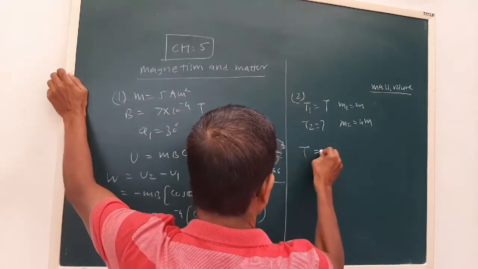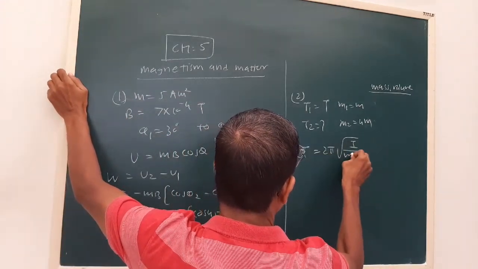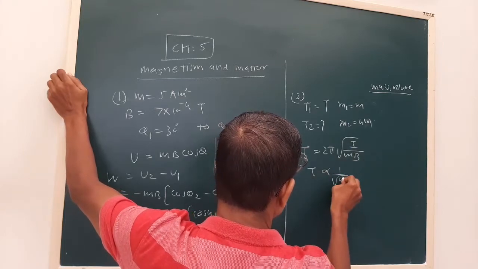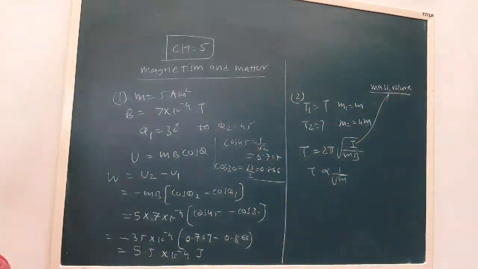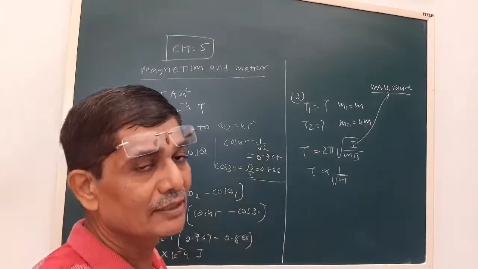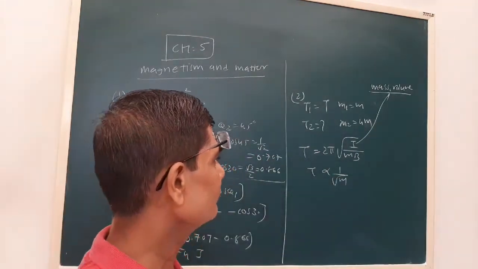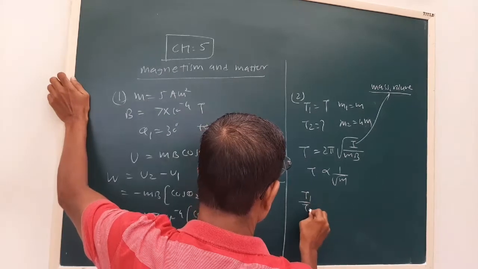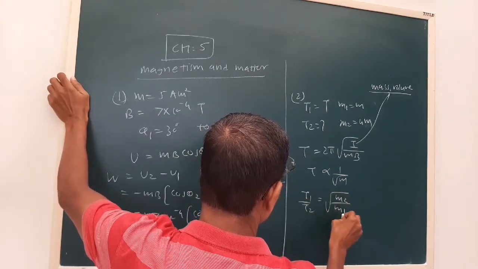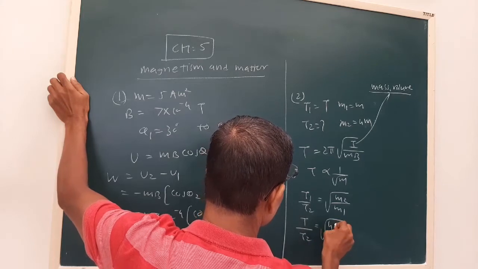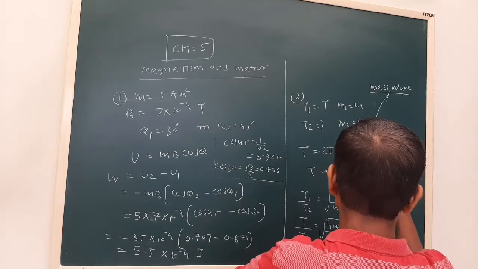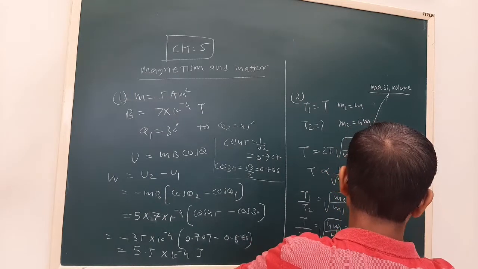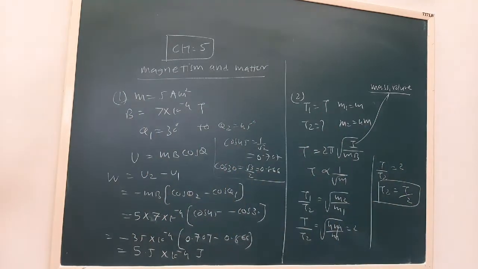Now see the formula, T = 2 pi root (I upon mB). So T is proportional to 1 upon root m. Same mass and same volume, that's why the moment of inertia will remain the same. The given place is the same, so the magnetic field also will be the same. So we can say T1 upon T2 will be root of m2 upon m1. T1 is T, so T upon T2 is 2. This is how we can find out the new periodic time of the second magnet.